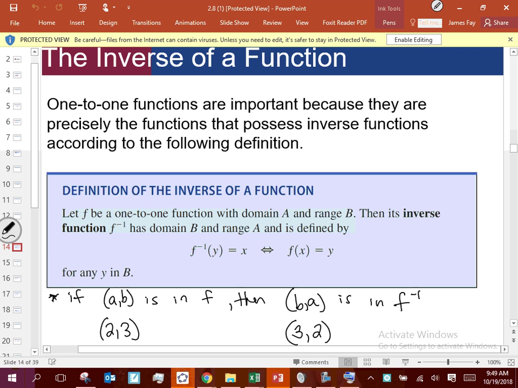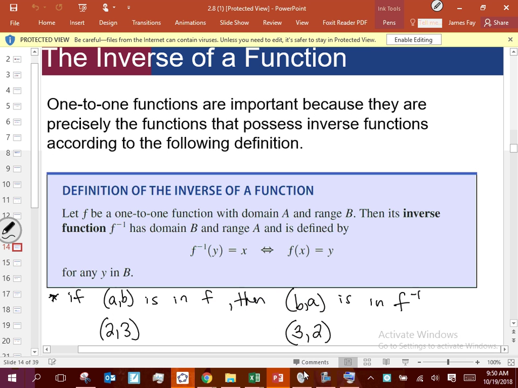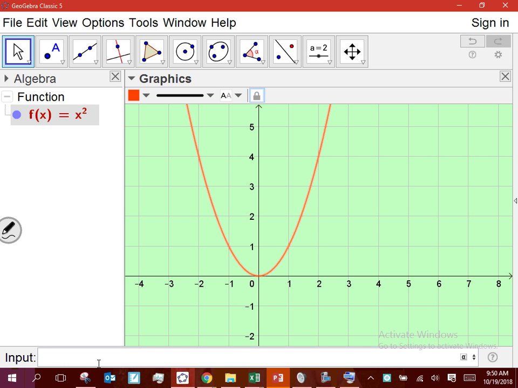But the horizontal line test tells me if that happens. Okay? So let's do a specific scenario here. Let's continue using the one we've been using, x squared. So if f of x equals x squared, obviously that thing fails the horizontal line test. It's a function, but it doesn't have an inverse.